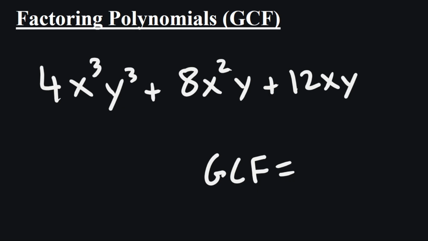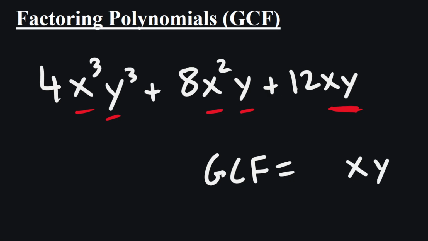So what do we got here? Well, they all have x and y, right? So this one has x cubed and y cubed, right here. This one has x squared y, and this one has xy. So they all have at least an xy. They all have at least an xy. So that's something we could factor out.